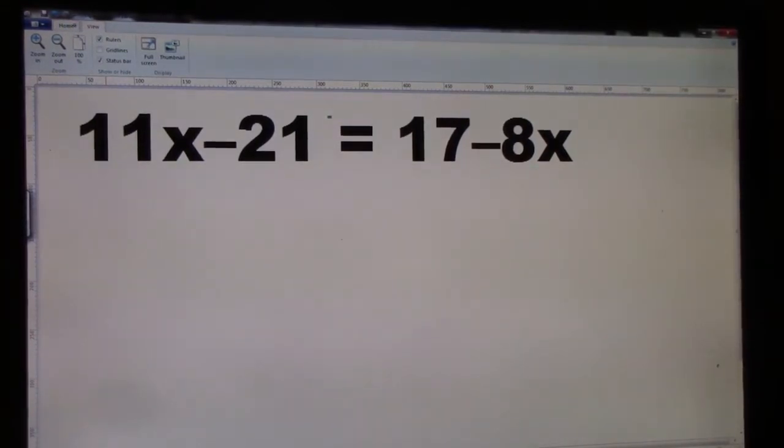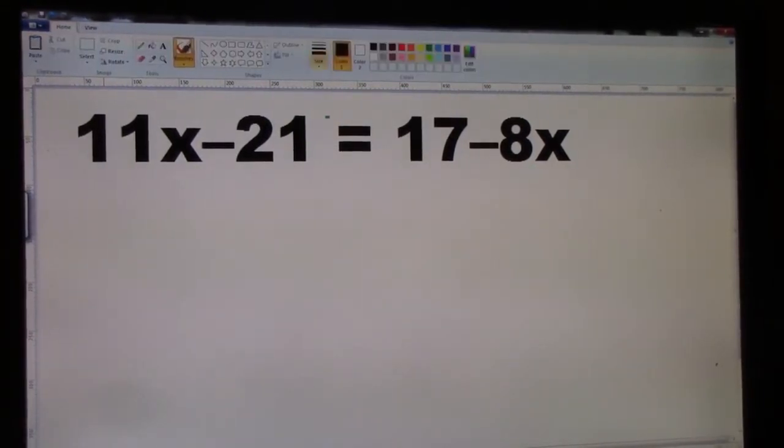Alright, so the first thing we want to do is find out our like terms. We could use either the 17 and the 21, or the variables, which were the 11x and the 8x. I particularly like using the variables, so I'm going to do that. 11x and negative 8x. Okay, so these are what we call our like terms.